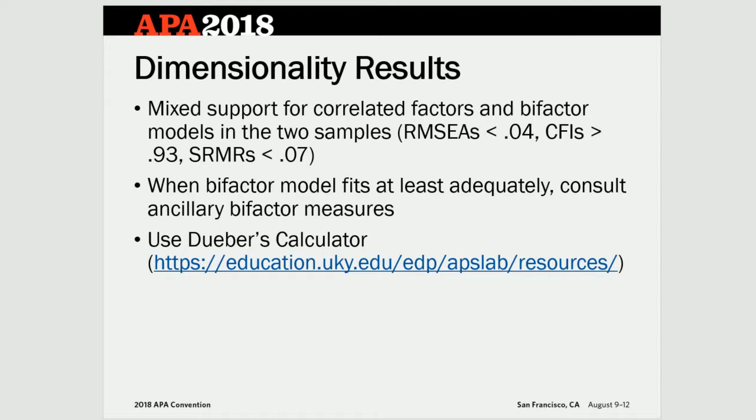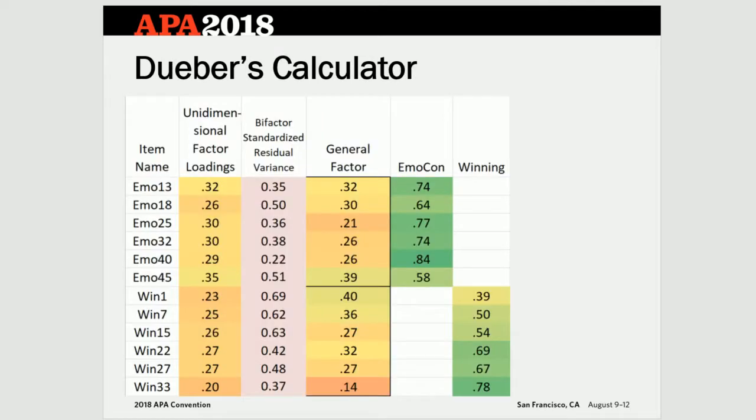When the bifactor model fits at least adequately, I suggest consulting ancillary bifactor measures. Dueber's calculator, you can find it at that link, is a wonderful way to do this. We used to have to manually code this into Mplus, but now you can just copy and paste the standardized loadings from the unidimensional factor solution from the bifactor solution into the proper columns. This is just one little spot of a larger Excel spreadsheet that I took a picture of, but you can see some of the standardized loadings copied and pasted for the items on the various factors.